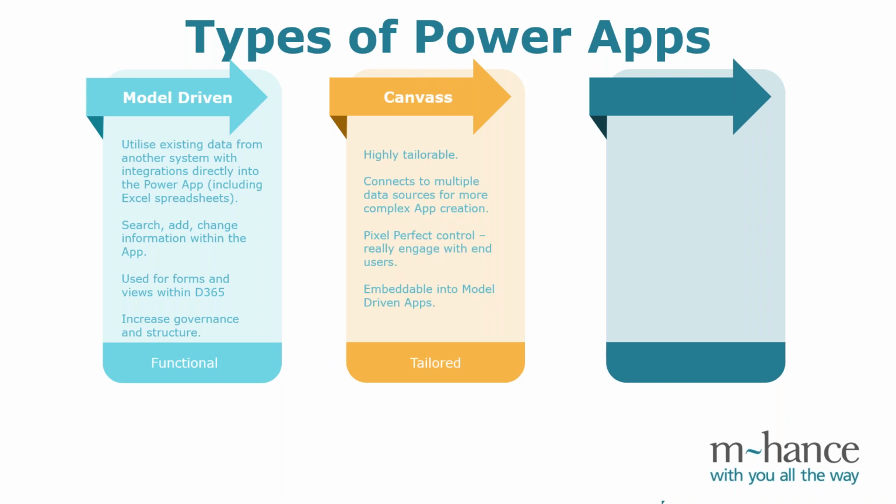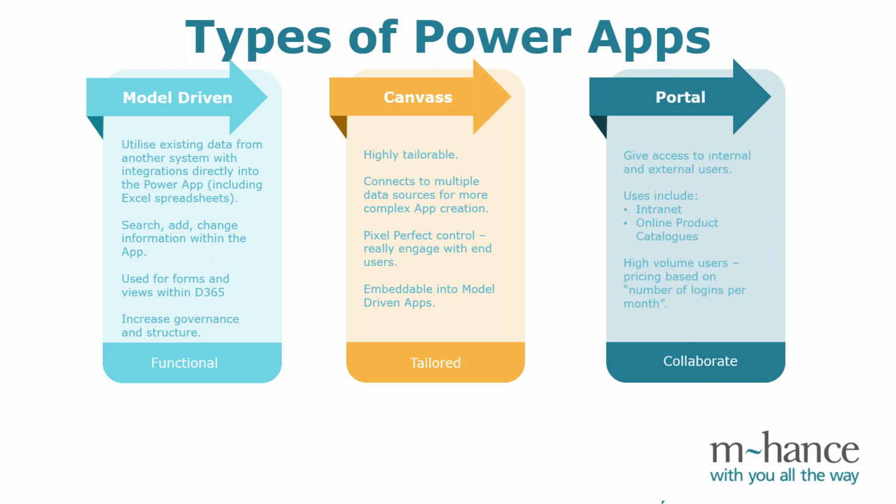You've then got the Canvas app, the tailored apps, highly tailorable. They can connect to multiple data sources, and it's more complex. You can have that nice sort of user interface control, and you can embed Canvas apps into model-driven apps. So you can have it where it's a model-driven app, but there is a user interface within that that's a bit nicer for those to use. But your Canvas apps are your more tailored apps.